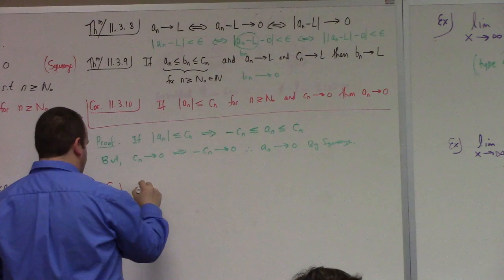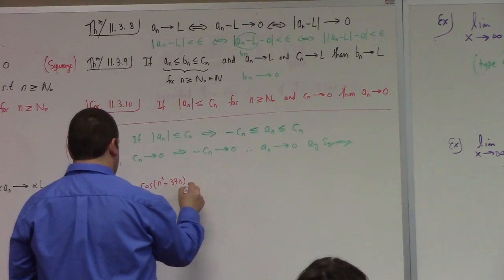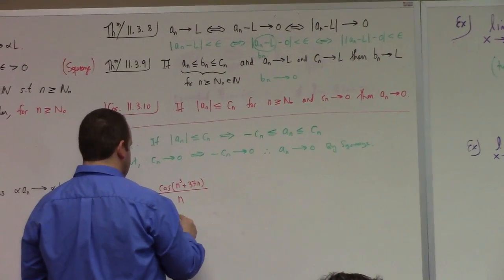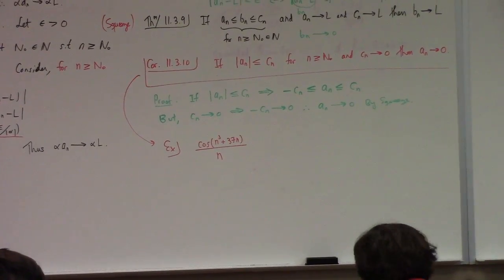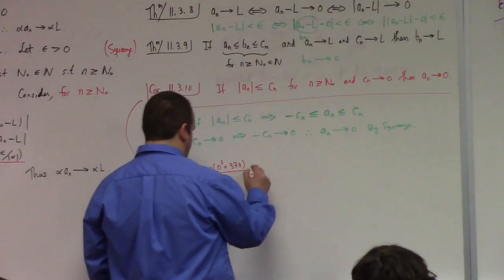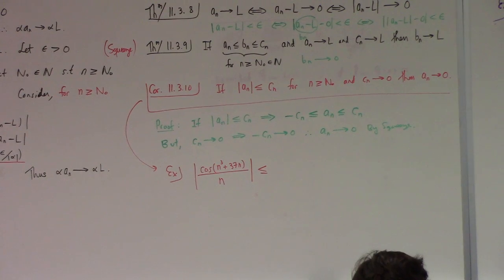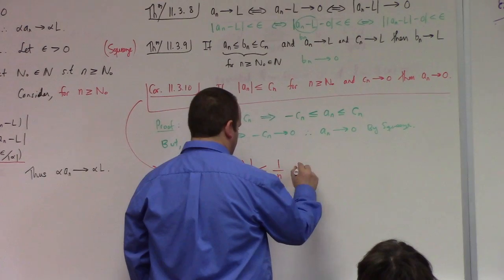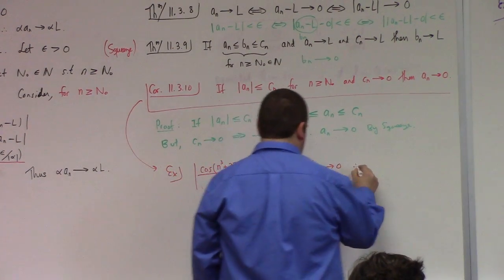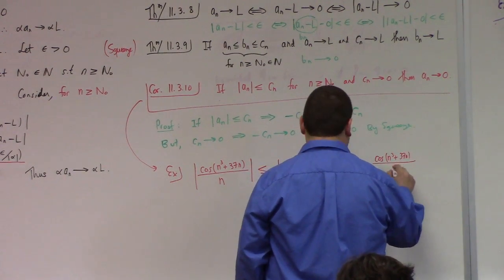So for example, if I have something like cosine of n cubed plus 37n, divided by n, and I want to look at what happens as n goes to infinity. Well, cosine of n cubed plus 37n, that's kind of nasty, right? But if you look at the absolute value of this, it is less than or equal to, well, that's the thing about cosine. Cosine is bounded above by 1, plus or minus 1. And so it's just 1 over n, right? But 1 over n goes to 0, right? So therefore, cosine of this ugly n cubed plus 37n, divided by n, goes to 0.